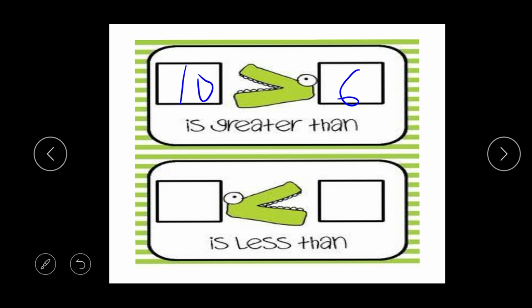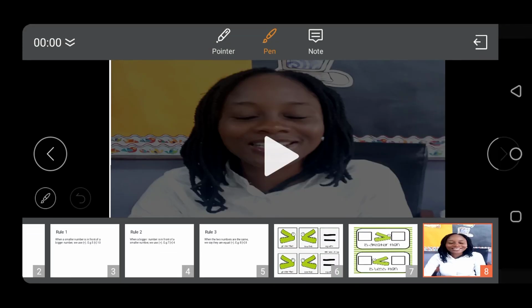Now look at the alligator facing this other side, facing the right hand side. It means less than. And when it is less than, you should know that a small number will be in front. So let's do 2 is less than what number? 2 is less than 4. Okay, so watch this video for more understanding.